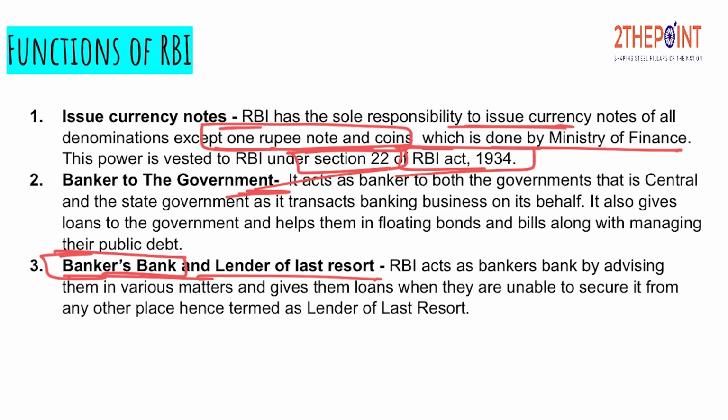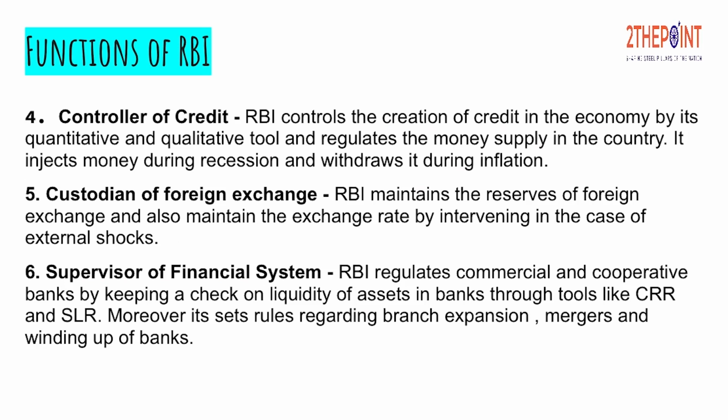Last resort: when the banks have exhausted all their options to avail a loan, it is the RBI which steps in and gives the loan. Moving on to the next function, it is the controller of credit. By this, it means that it is the RBI who sees how much money has to be floated in the market, whether the money supply has to be increased or decreased.